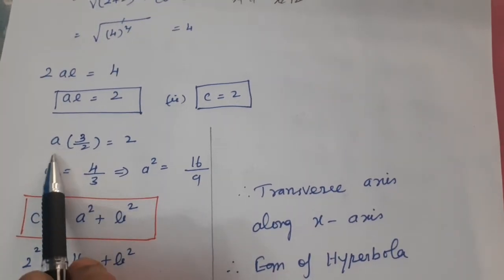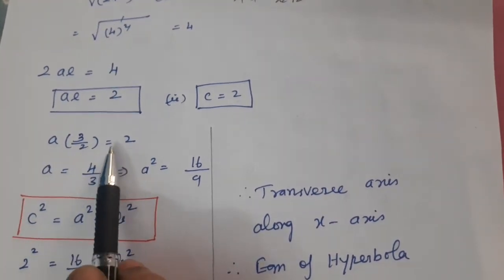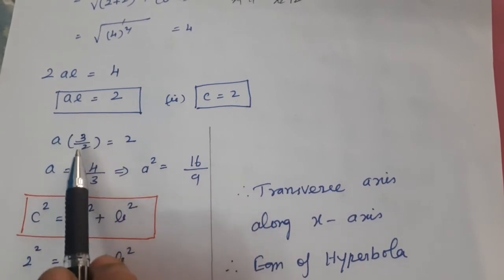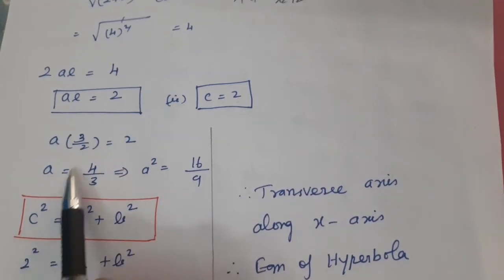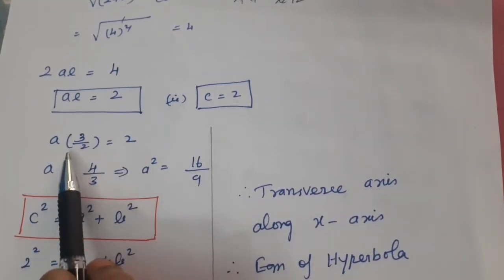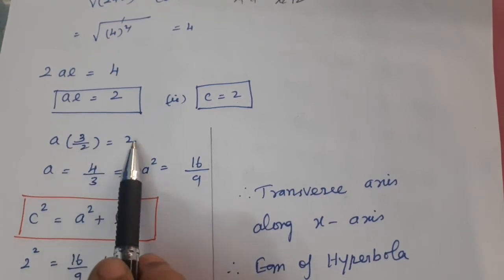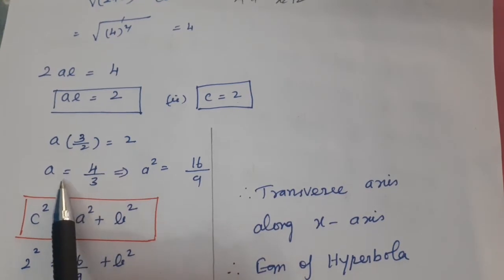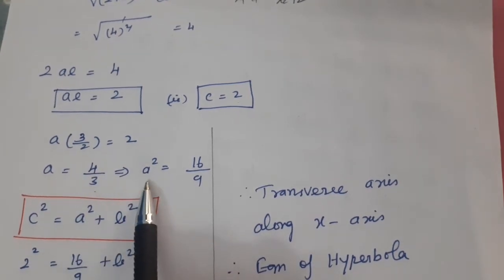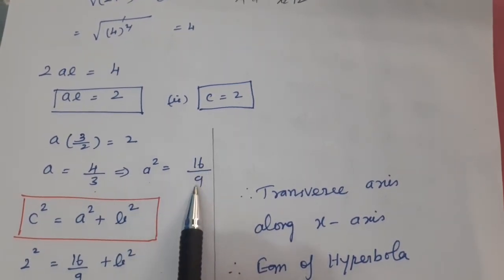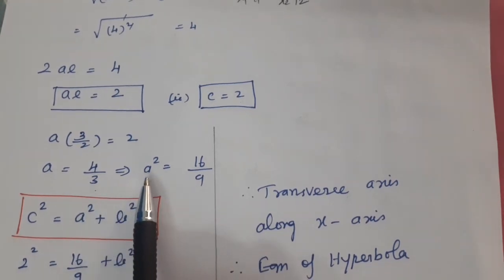A into, instead of U substitute 3 by 2 equal to 2, because A instead of U substitute what? 3 by 2 equal to 2. Now 2 2s are 4, 4 by 3. So A into 3 by 2 equal to 2 means what is our A? It goes to this side, 2 2s are 4, 4 divided by 3. A equal to 4 by 3. We need A square. A square equal to 16 by 9. A equal to 4 by 3 means A square is 16 by 9. It's enough for you.